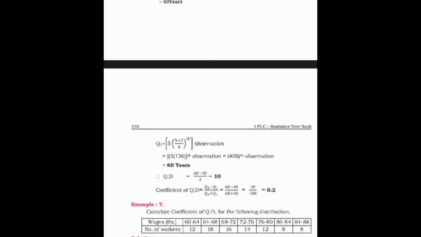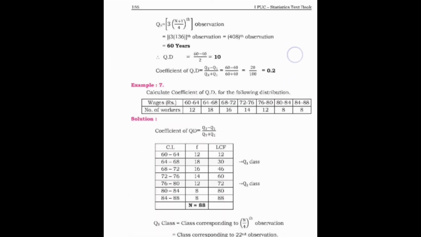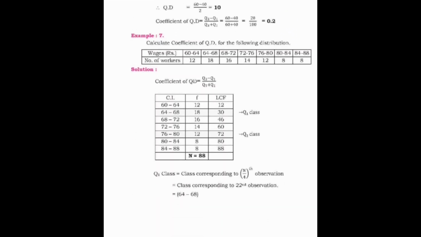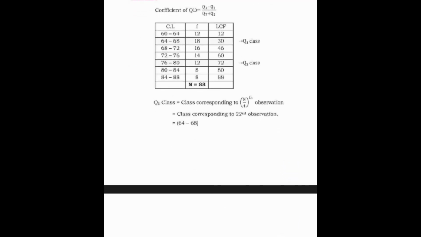The same way, this is a discrete case, and now we are calculating a class interval. The class intervals are given as 60 to 64, 64 to 68, with a difference of 4, and the number of workers is the frequency. The class interval and frequency are given, and the same way you have to take the LCF. As usual, the first thing is to calculate the Q1 class.